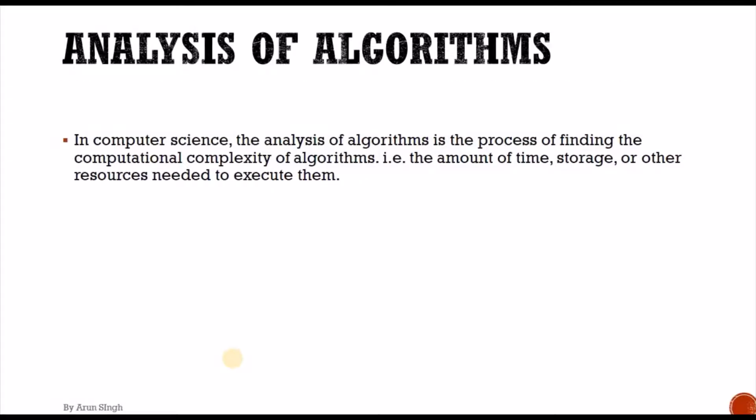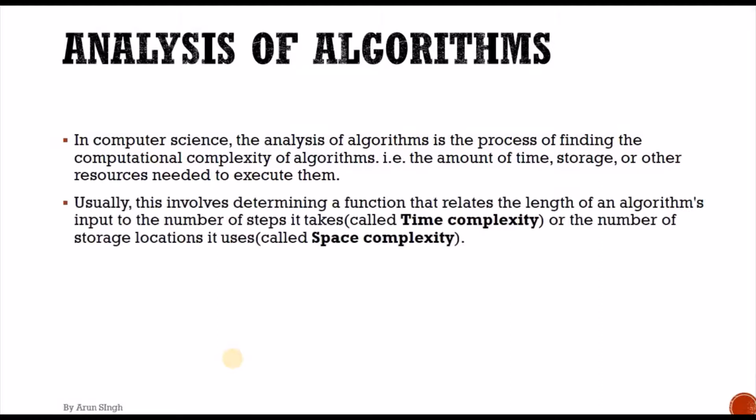Analysis of algorithm. In computer science, the analysis of algorithm is the process of finding the computational complexity of algorithms. That is, the amount of time, storage, or other resources needed to execute them. Usually, this involves determining a function that relates the length of an algorithm input to the number of steps it takes, called time complexity, or the number of storage locations it uses, called space complexity.